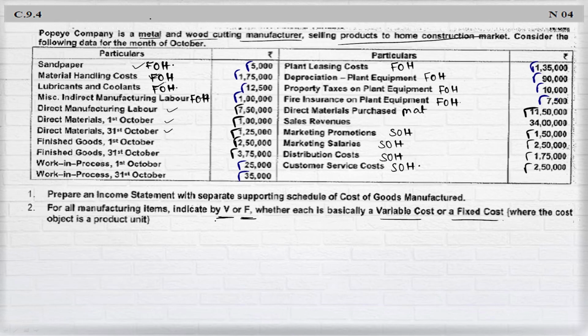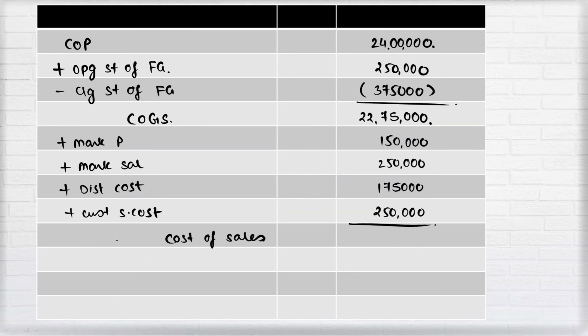For all manufacturing items, indicate by variable or fixed where the cost object is a product unit. So whenever you are finding out the cost of manufacturing goods, segregate them between fixed and variable. Selling overhead is just not required. Even if it was required, you can distribute it into fixed and variable. Marketing promotion is variable. Salaries can be treated as fixed. Distribution cost is variable. Customer service cost is also variable.